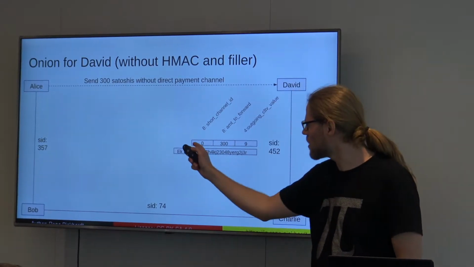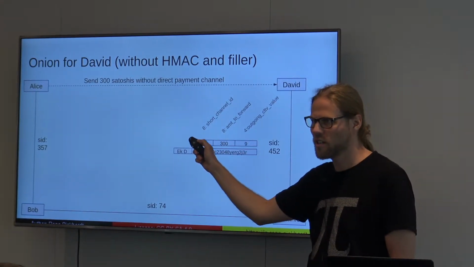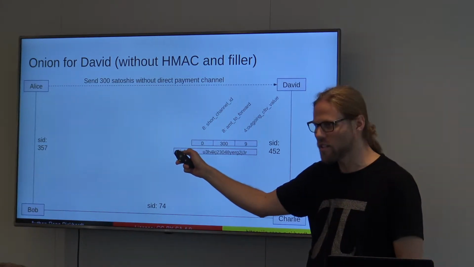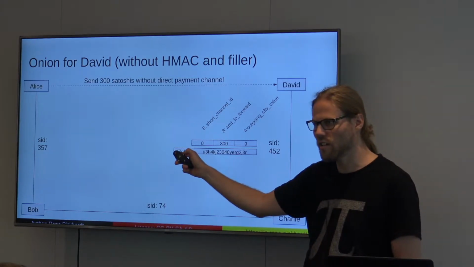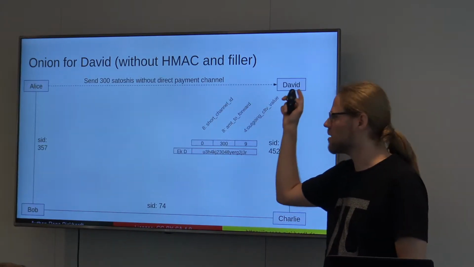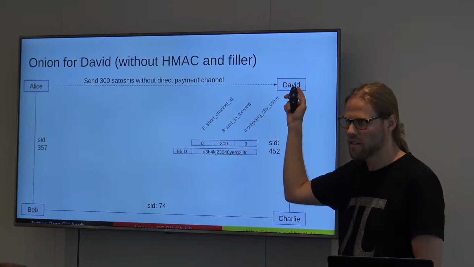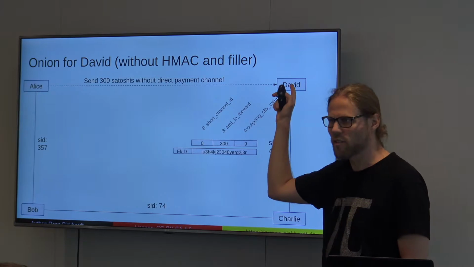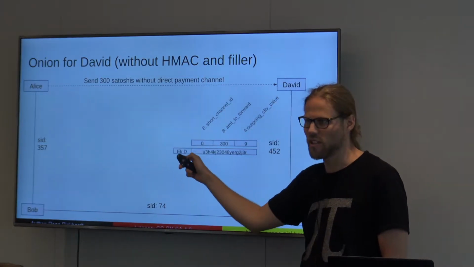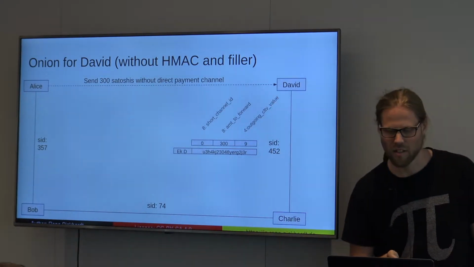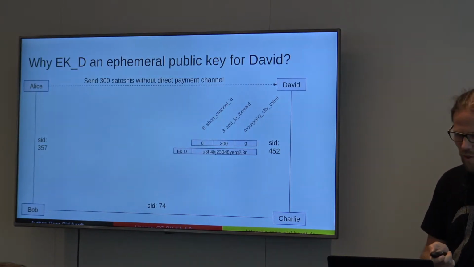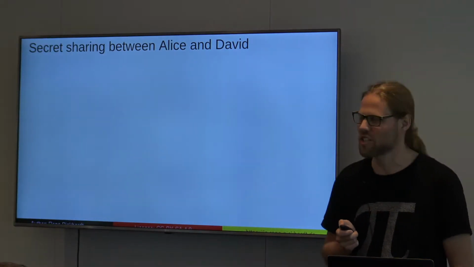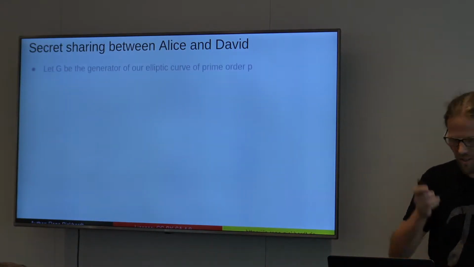And this part here is encrypted by doing a Diffie-Hellman key exchange between the private key that belongs to this ephemeral key, and the private key is known to Alice, and David's public node key. Right, and this is nice because David now, with his private node key and this public ephemeral key, can also create the shared secret. And if that was too quick for you, I will actually talk a little bit about sharing a secret between Alice and David.